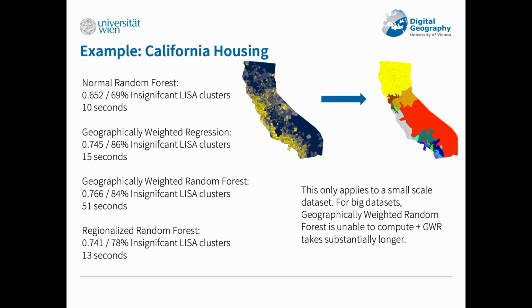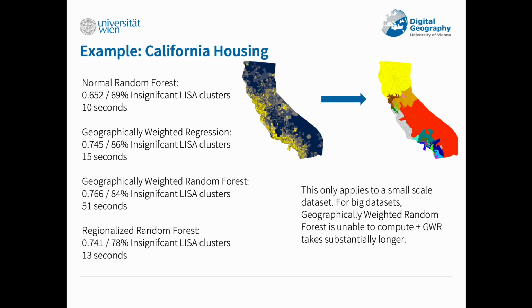Let's look at this with an example from the real world. On the left of the small figure, we can see areas of housing prices in California. They have been grouped into 23 regions that have similar housing price characteristics, which are visible on the right side. Here, the regionalization method WARD was used. Now, housing prices have been predicted with 4 different methods: a normal random forest, geographically weighted regression, geographically weighted random forest, and, of course, the regionalized random forest.